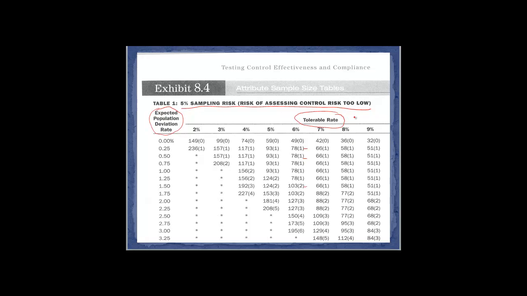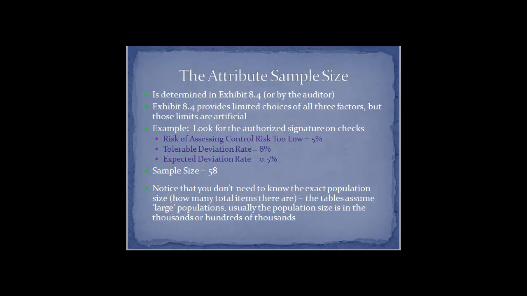The tolerable error rate, 8%. The expected population error rate, 0.5%. So where those two intersect in the table, the sample size is 58. With a sample size of 58, what we would do is get 58 checks and look at the authorized signatures. That's the attribute sample test we're setting up. So 58 checks.